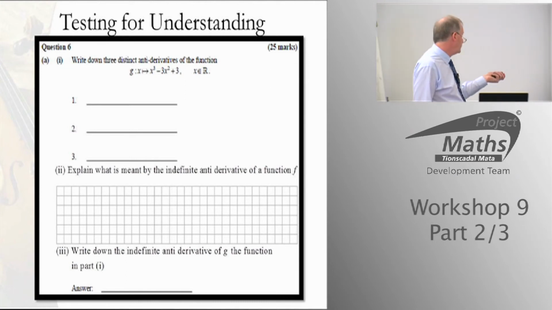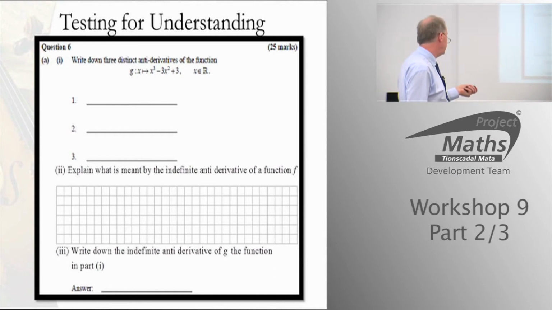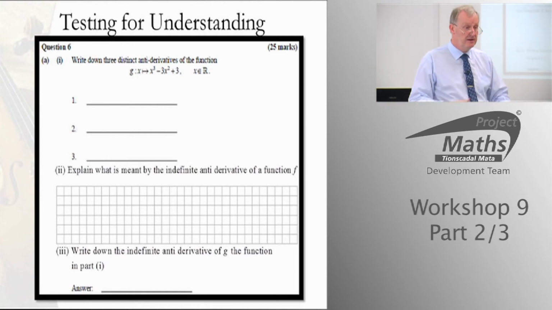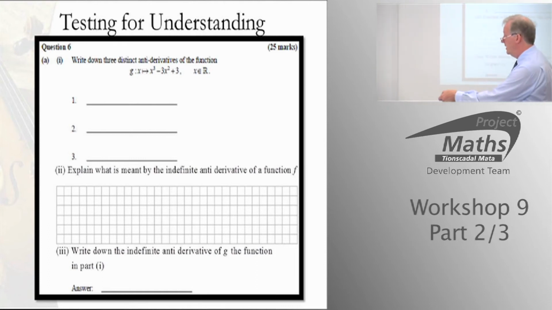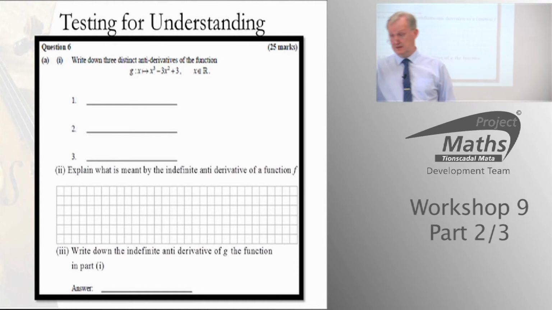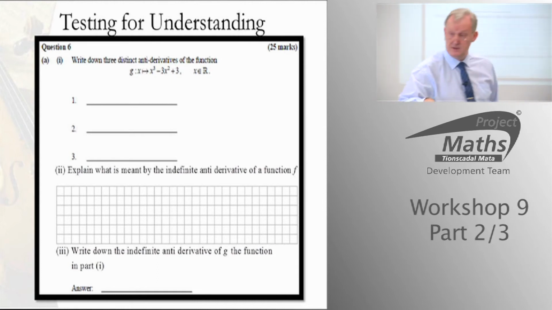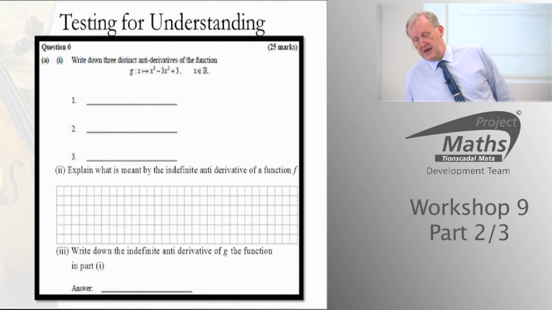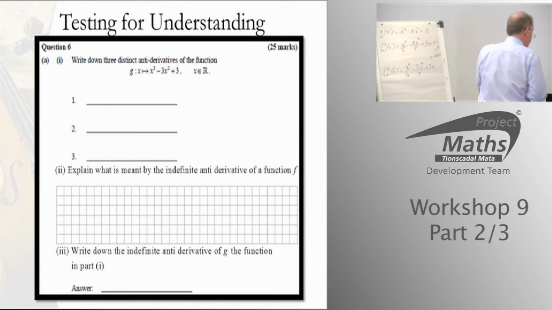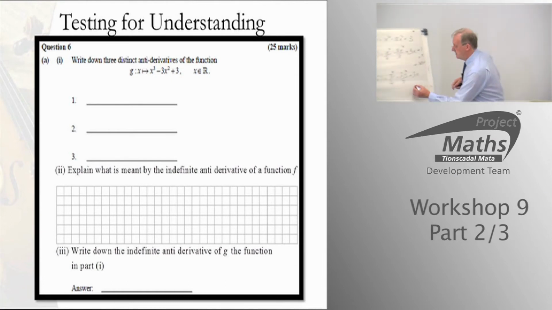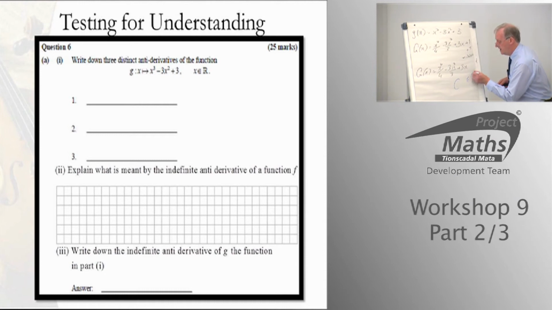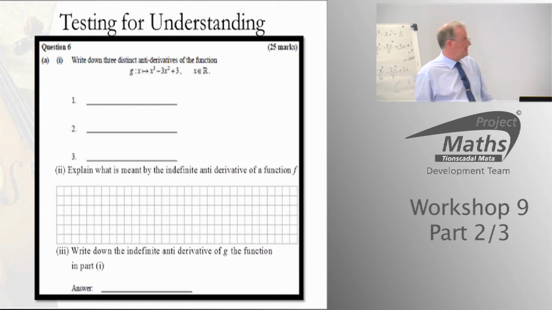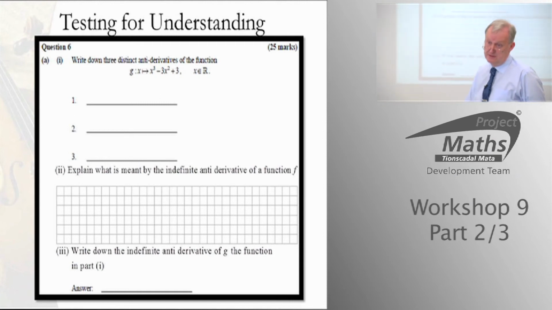And finally, write down the indefinite antiderivative of the function g. What's the indefinite? We just said it. It's the entire family. So what are we writing down? That thing up there with the plus c. You have to define what c means then. I suppose theoretically we should be saying c is an element of the real numbers, because it could be any real number. So to be complete, we should put that in, yes.